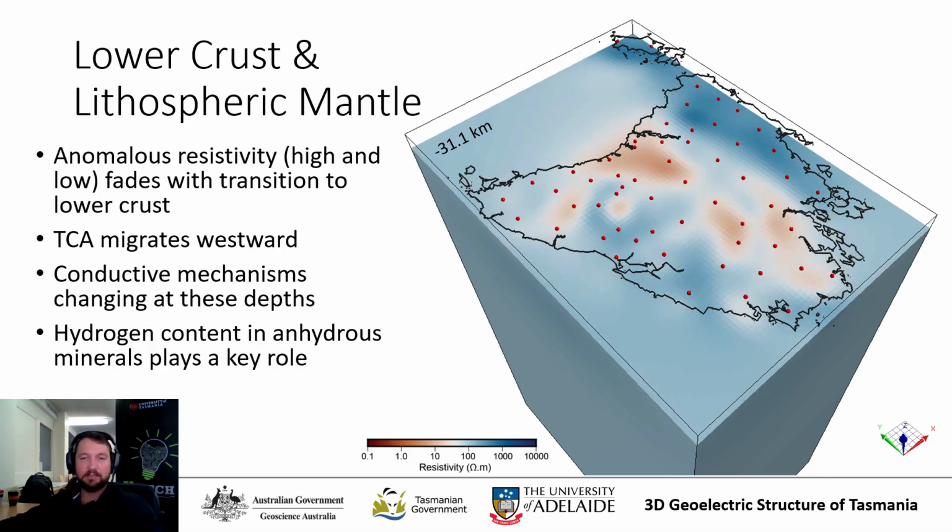Moving on to the lower crust and lithospheric mantle now. We see the intense values, both high and low, the extremes of resistivity that we observed in the mid-crust, reduce in intensity by about an order of magnitude. We see the Tamar conductivity anomaly migrate westward, and we also see a change in conductive mechanisms at these depths. Graphite, carbon becomes less important as a conductive mechanism, given decreasing stability at higher temperatures. And we begin to see hydrogen content in anhydrous minerals play a key role.